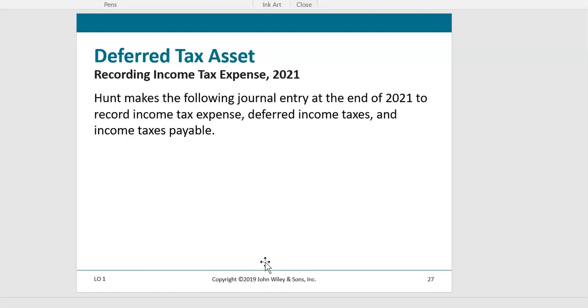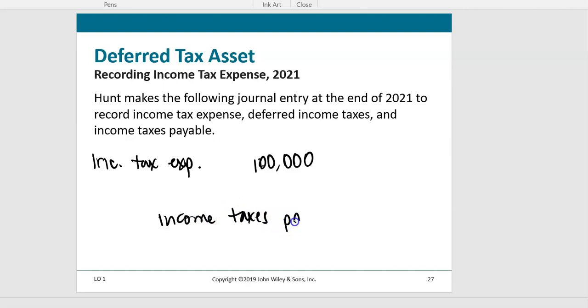Hunt makes the following journal entry at the end of 2021 to record income tax expense, deferred income taxes, and income taxes payable. So as usual, we have income tax expense, the amount that we report based on pre-tax income on the income statement. We have our income taxes payable. This is what we're going to actually owe the government, and this will be a liability on our balance sheet until we actually make that payment. And that difference is going to be the reduction of the deferred tax asset in year 2.